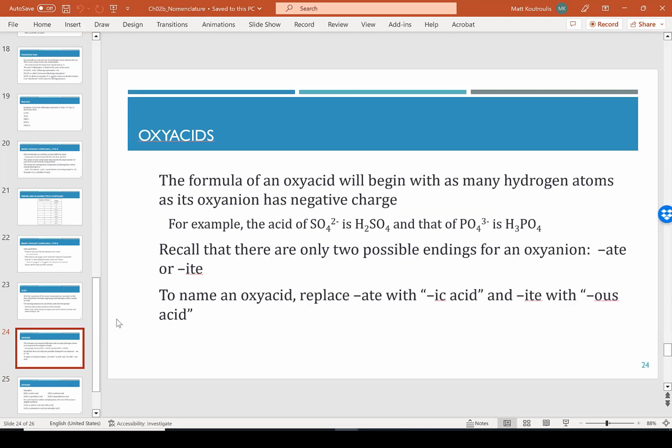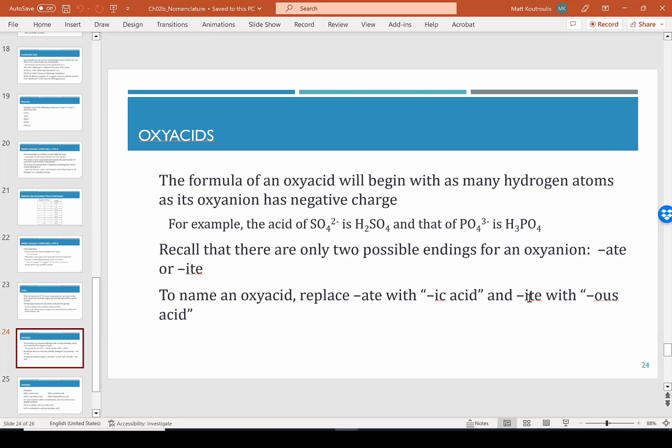Now, the way that we work the names on these is, if the parent ion it's coming from ends in ate, you change the ending to ic acid. So, for example, bromate, if you add an H in front, will become bromic acid, okay? Nitrate becomes nitric acid. Carbonate becomes carbonic acid, yeah. Not usually pronounced carbonic, but carbonic acid.